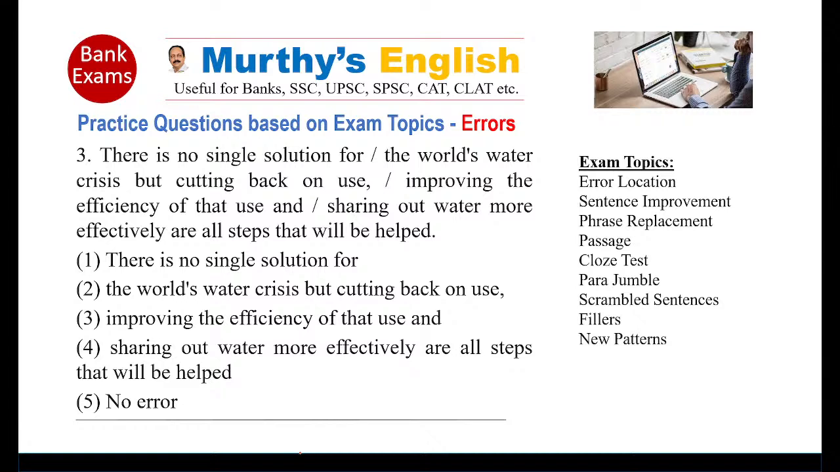There is no single solution for the world's water crisis, but cutting back on use, improving the efficiency of that use, and sharing out water more effectively are all steps that will be helped or that will help. What will you say? You don't have to use passive voice over here. There is an error in the fourth part. That will help. We don't have to use passive voice. All these steps will help. These are all steps that will help.